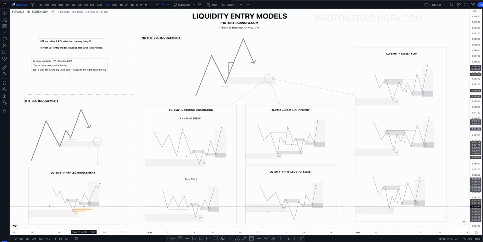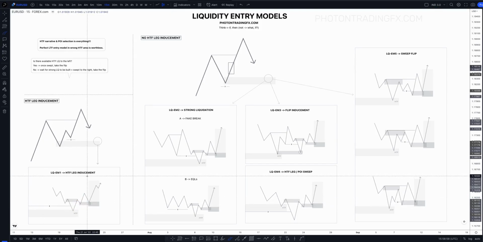There are two POIs. So what we're generally saying with this entry model is if liquidity has been taken, then take the flip. Take where the supply and demand interaction occurs. That's the general rule we're going to go with here. Price sweeps the structural low, liquidity has been taken, now I wait for the flip, and then we can get involved. That's the general idea.